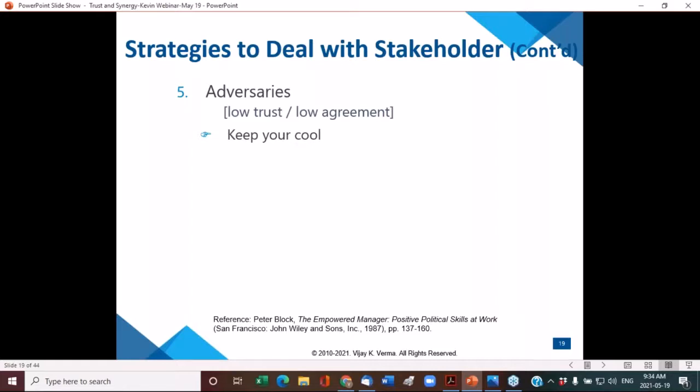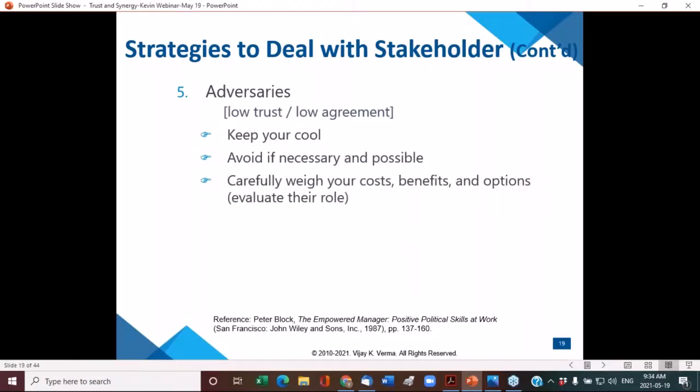So with these people, keep your cool, avoid them if necessary and possible, because it takes a lot of your effort and energy to deal with those people, and sometimes it may not be good for your guts, for your health. Most of the time when we deal with adversaries, they are happy and gone at the end of the day, having a beer, and you are the one who goes home, talks to your wife, talks to your kids, and takes it upon yourself, so you are the one who is suffering.